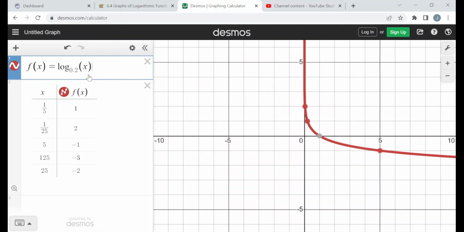Alright, so 0.2. And then, yeah, see now 1/5 has an output of 1. 1/25 has an output of 2. 5 has an output of -1. 25 has an output of -2. And it's a decreasing function, like I had drawn.